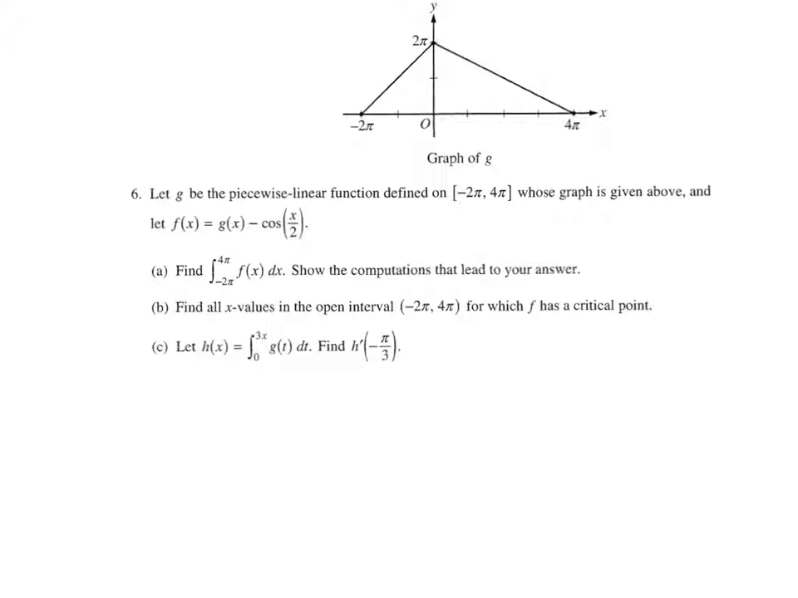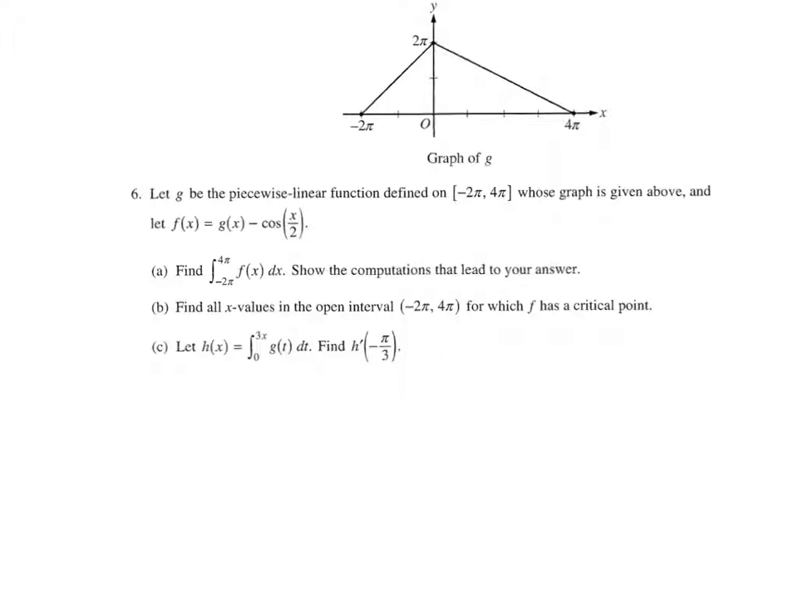All right, now this is the last question on here. We have a graph in this problem in number 6 where we have the graph of g. It is piecewise linear, so that just tells me that these are lines, and so this thing right here is a triangle. And I can evaluate the area of that triangle by just using 1/2 base times height. My base is 6 pi, my height is 2 pi, so the area comes out to be 6 pi squared.